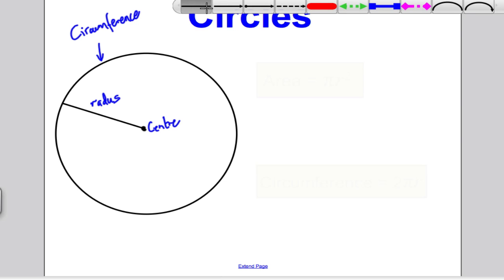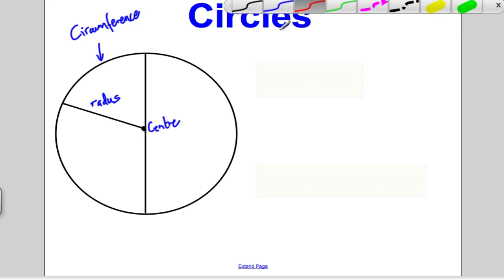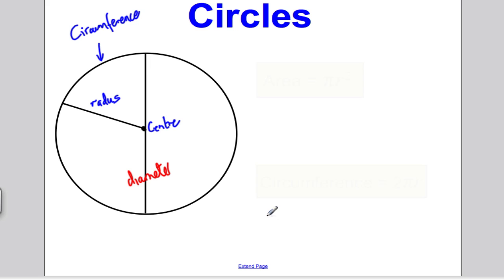Now, a line joining one edge of the circumference to the other, going through the center, okay, this needs to go through the center, is called a diameter. So this here is called a diameter, going through the center. And it's clear that the diameter is 2 lots of the radius, so the diameter is always 2 times the radius.